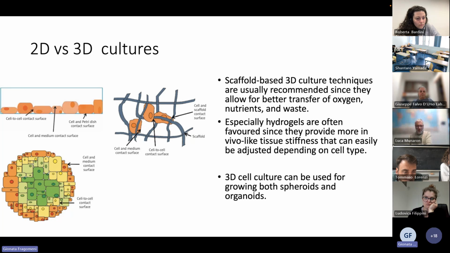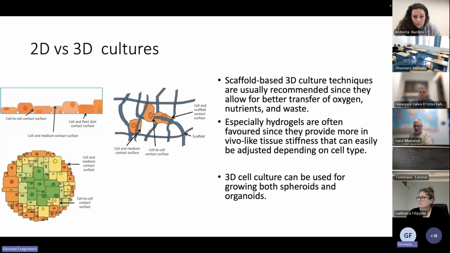Bidimensional cultures are not representative of the real cell environment, because growing on a flat surface is not a good way to understand how cells grow in a human environment.